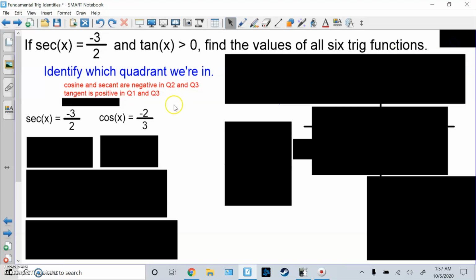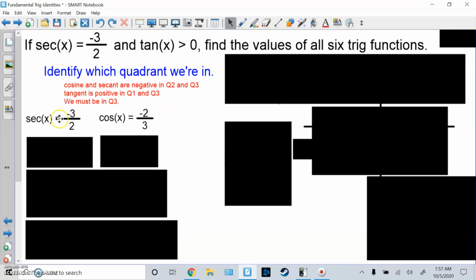Alright, tangent is positive in quadrant 1 when x and y are both positive, and quadrant 3 when x and y are both negative because it's O over A. Negative y divided by negative x is going to give you positive. Alright, so the only thing they have in common is quadrant 3, so we must be in quadrant 3.